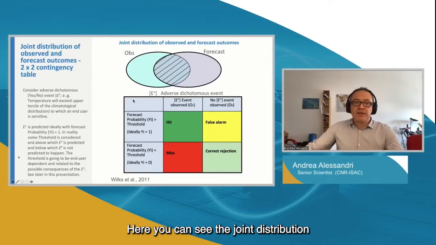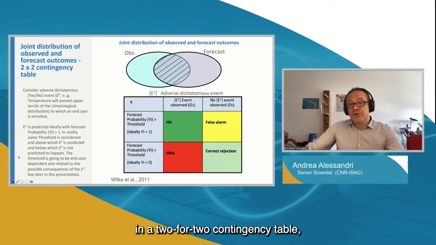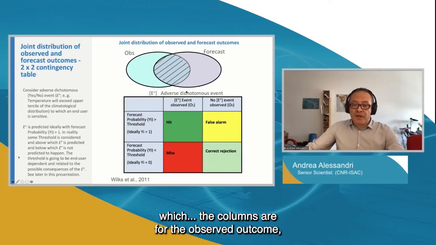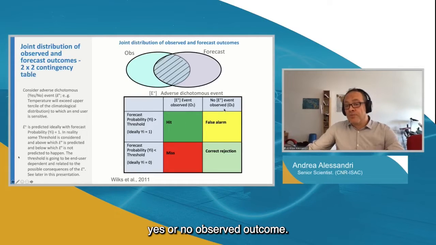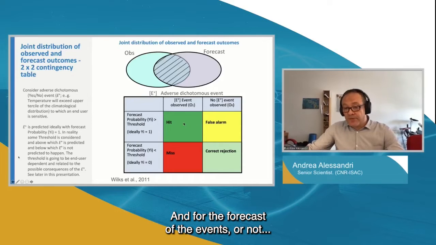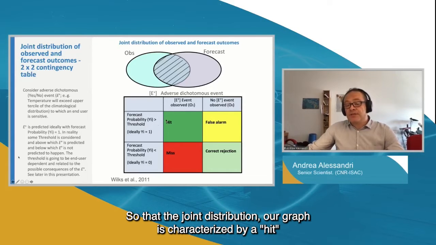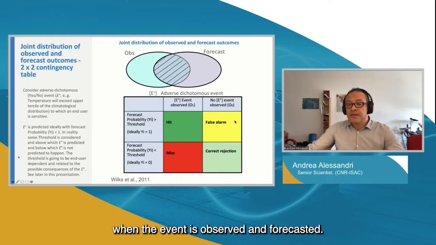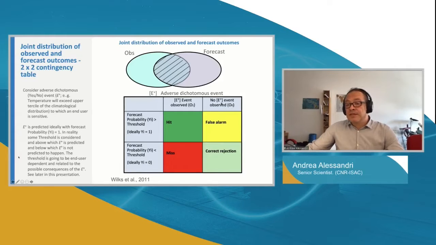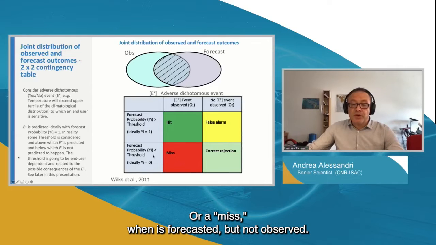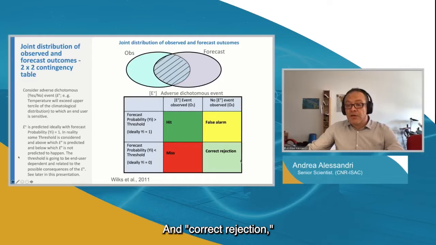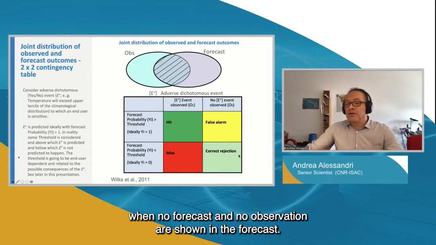Here you can see the joint distribution in a 2-by-2 contingency table, in which the columns are for the observed outcome, yes or no, and the rows are for the forecast of the event, or the event not forecasted, the second row here. So the joint distribution is characterized by a hit when the event is observed and forecasted, or a false alarm where the event is not observed but forecasted, or a miss when it is observed but not forecasted, and a correct rejection when neither forecast nor observation show the event.